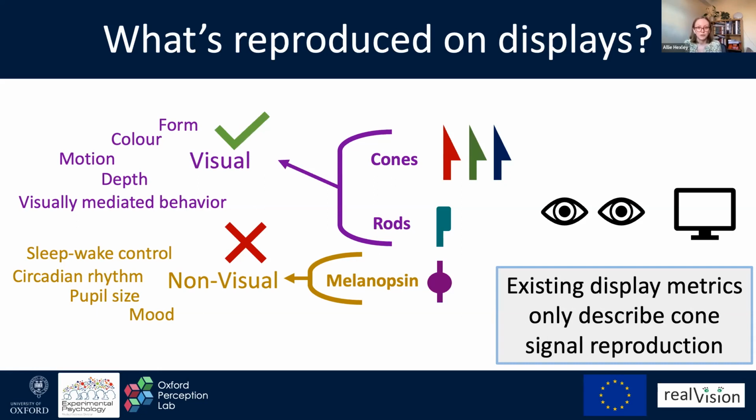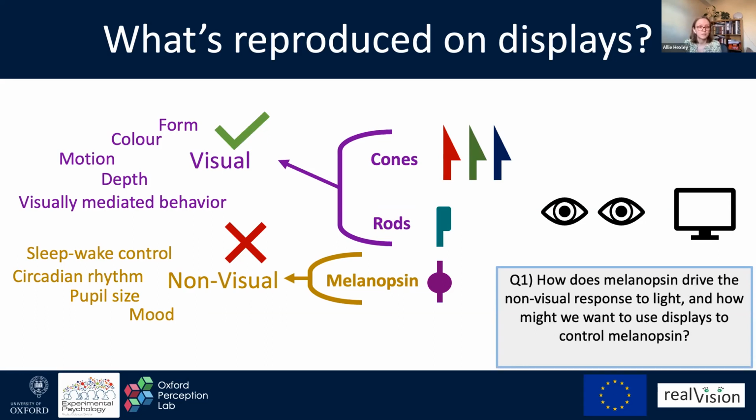This leaves 2 open questions for future display technologies. The first being whether we can control the non-visual light mediated neural mechanisms with displays. And in order to do this, we first need a better understanding of melanopsin function in humans, particularly how the melanopsin signal is integrated spatially and temporally.